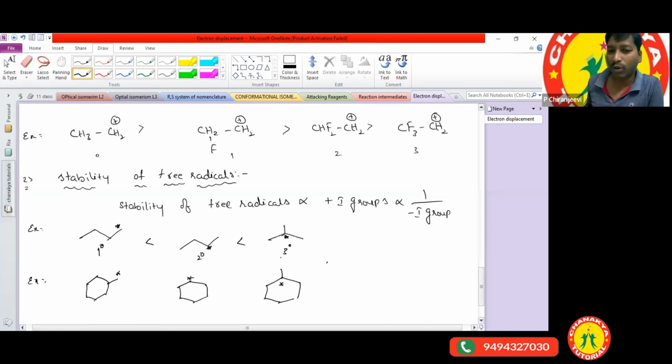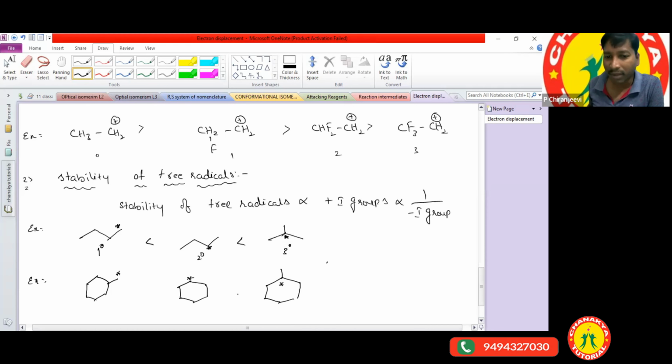Sir, how are you saying the stability increases? Because the stability of free radicals is directly proportional to plus I groups. As the number of electron donating groups increases, stability also increases. Which ones are plus I groups here? Plus I groups are nothing but alkyl groups. In this one, this carbon is attached to an ethyl group, one side to a propyl group, and one side to a methyl group. And this carbon is attached to three methyl groups. As the number of alkyl groups increases, stability also increases.